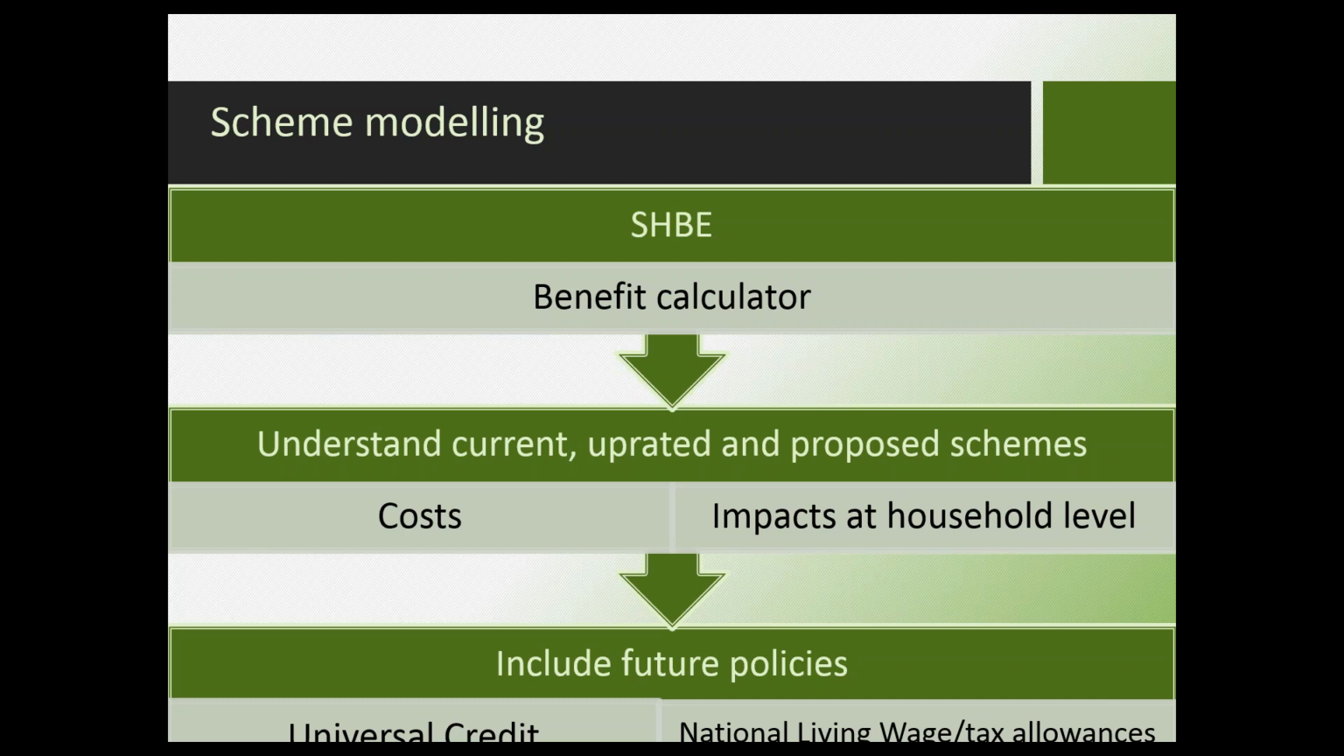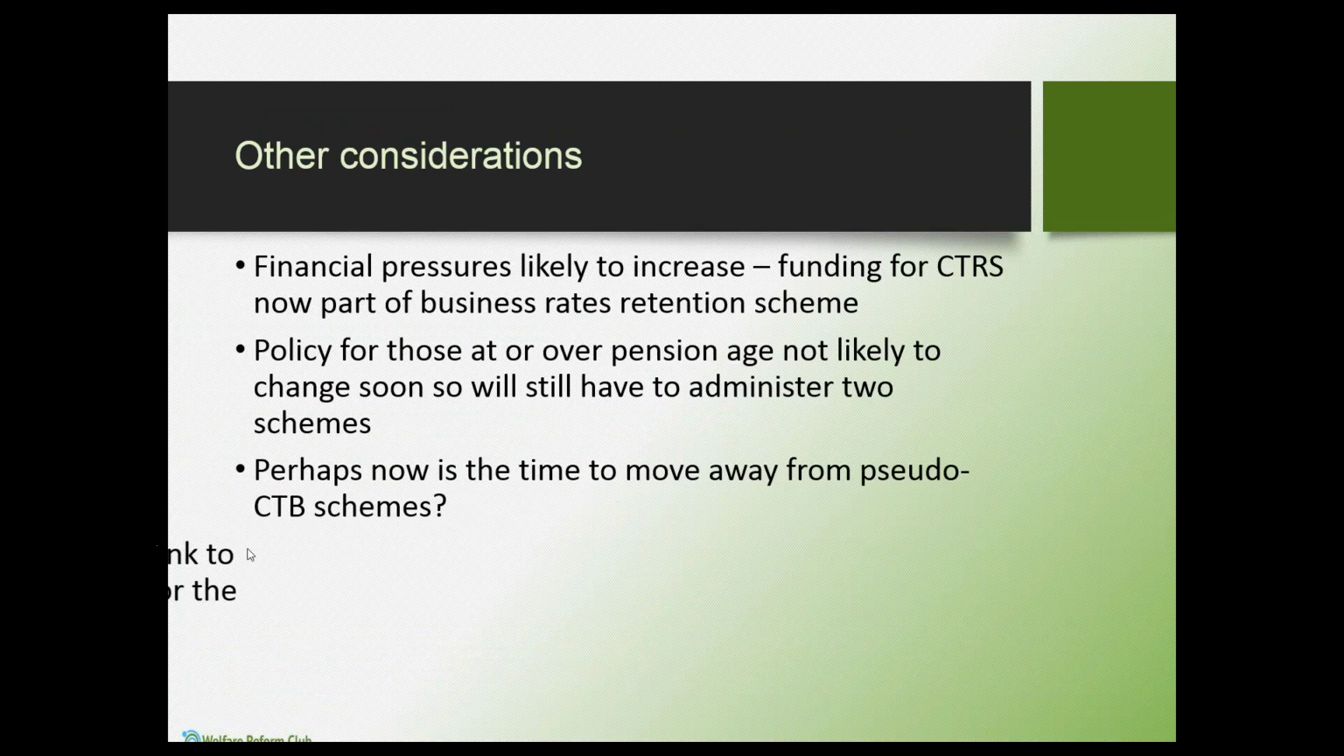So all of that can be provided, and of course we can then project that into the future to include the impacts of universal credit and the national living wage and tax allowances. So all of these things are important to know, really, in order to make your decisions about the future schemes. So I'm now going to hand over to Ian. I think that's the next. No, I'm not.